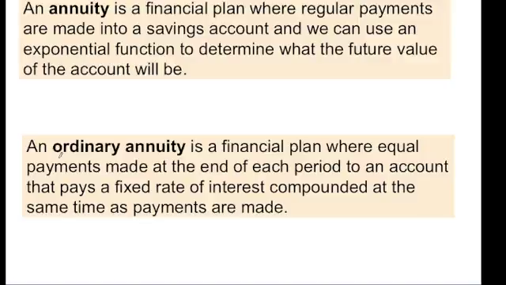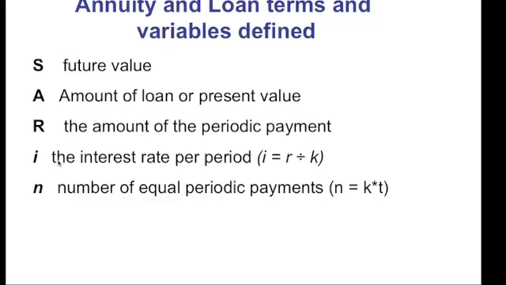An ordinary annuity is a financial plan where equal payments are made at the end of each period to an account that pays a fixed rate of interest compounded at the same time the payments are made. Just want to review some terms. Annuity and loan terms are really the same as in Section 5.5 with our compound interest.